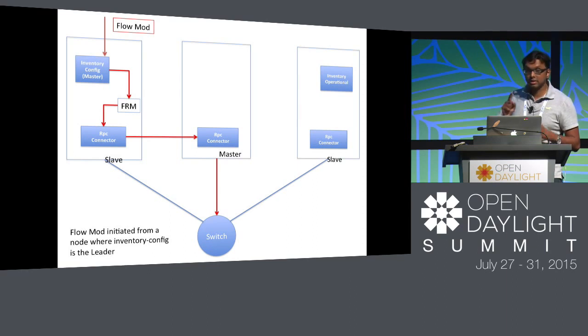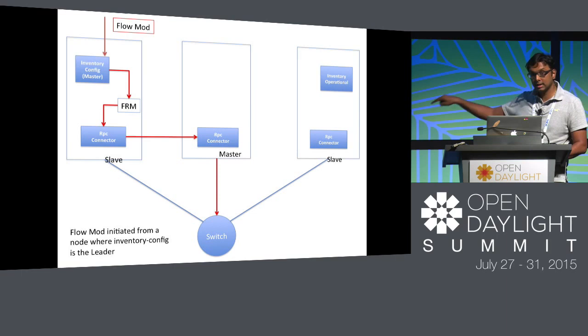So the remote RPC connector knows that the RPC for the flow mod for this switch is present in node 2, like controller 2. So that request will get routed to node 2, which will then make a flow mod to the switch.